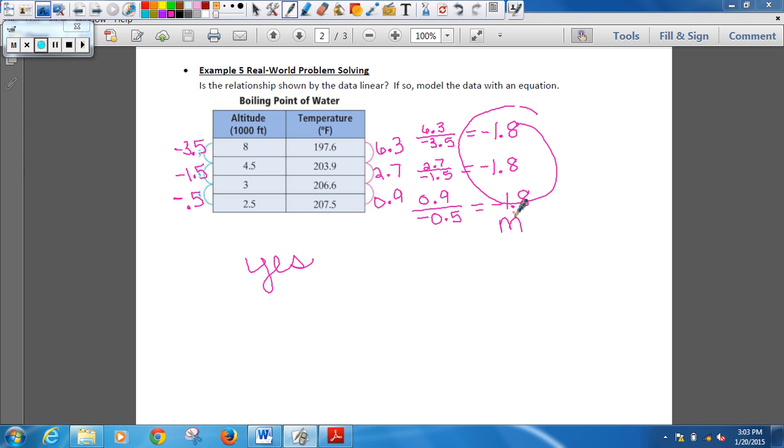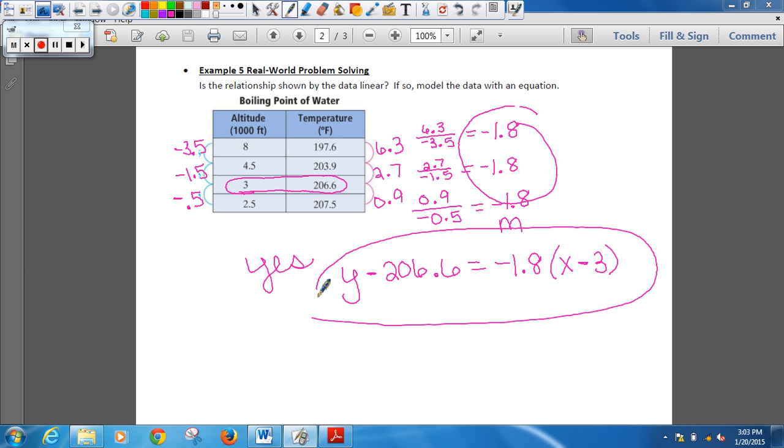Again, I have the slope. I have several points. This time I'm going to pick this point. There's no reason. I could pick any of the 4 points, and I have a point, I have slope. The fastest way would be point-slope form. y minus my y, which is 206.6, is equal to the slope, negative 1.8, times the quantity x minus the x value of 3. And that could be my equation of the line. Because again, it did not tell you what format to put it in.